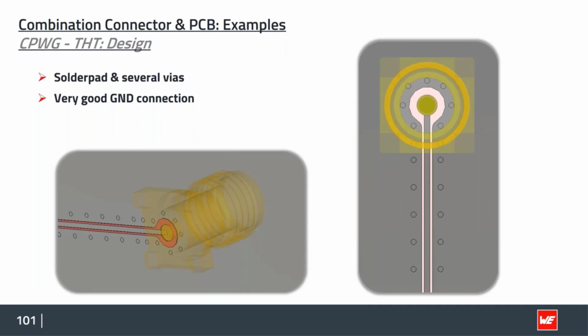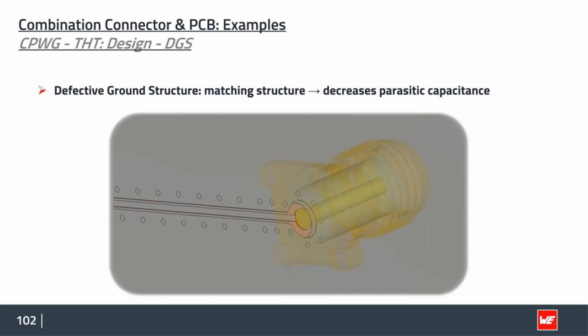Especially as we are limited with the space here. We have the ground posts on the corners, we have the via fence running around, so we are limited in the material we can remove on the top layer. And so we also have to make the DGS structure on the ground plane below. And now we will see how big the difference is.